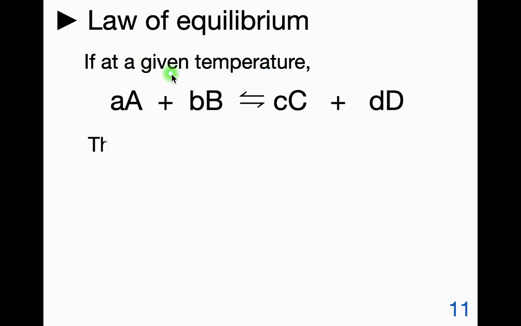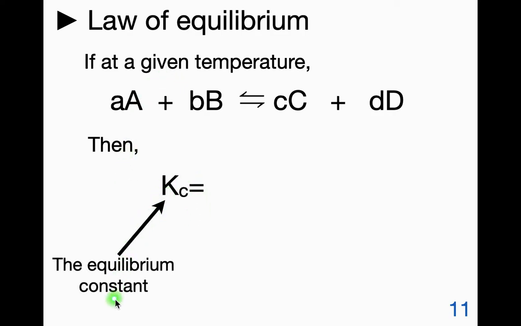Okay, so at a given temperature, then, and here it is, this is the equilibrium constant. We use a capital K with a subscript C. Now, sometimes you'll see capital K with an EQ as your subscript, and I prefer that, but IB uses a C, so we use a C. So you can call this Kc or simply the equilibrium constant, which is what I'll call it.